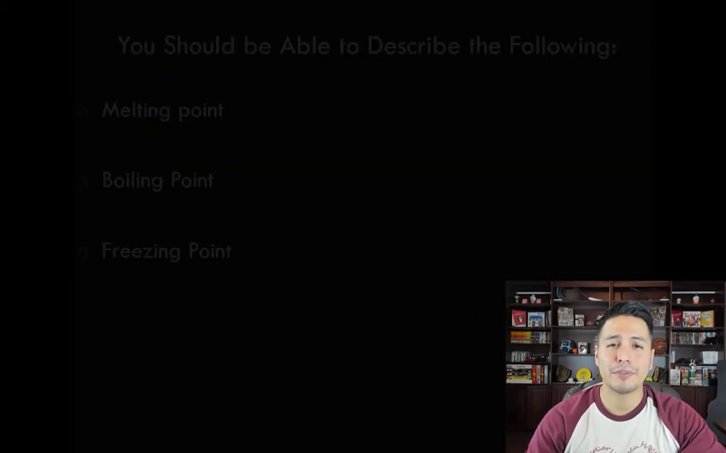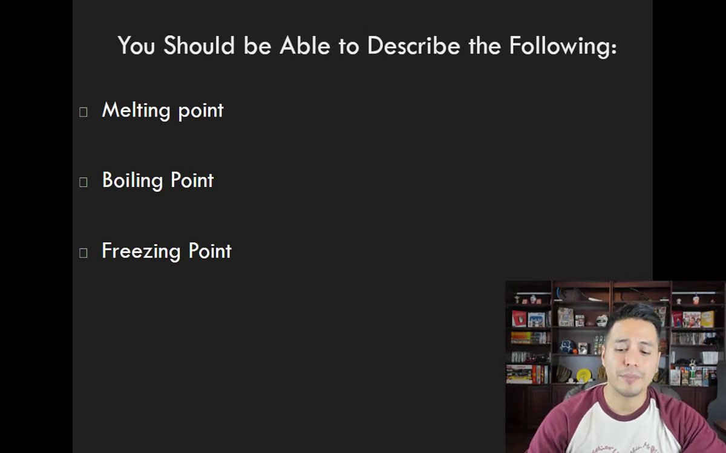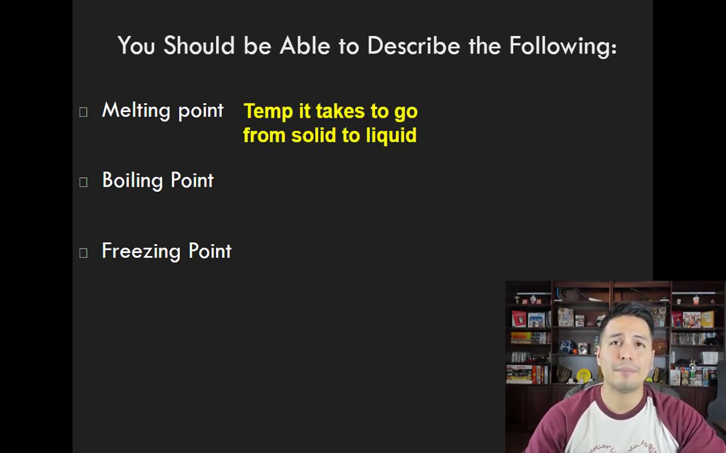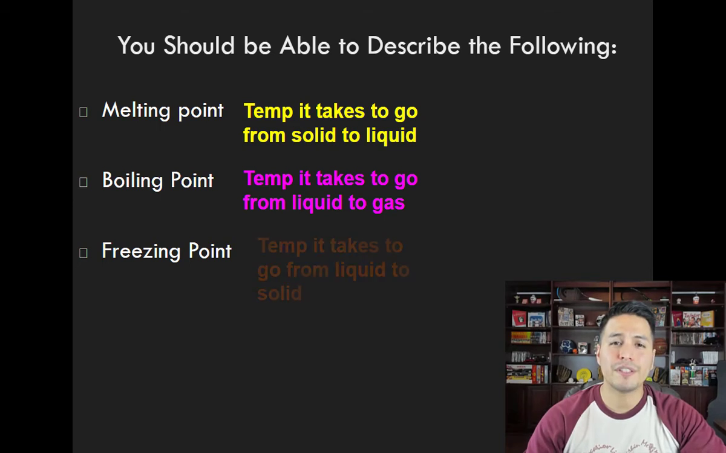So you should also be able to describe the following. The first one being your melting point. Your melting point is the temperature change that it takes to go from a solid to a liquid. Next, you have your boiling point. This is the temperature change it takes to go from a liquid to a gas. Your freezing point is the temperature it takes to go from a liquid to a solid.